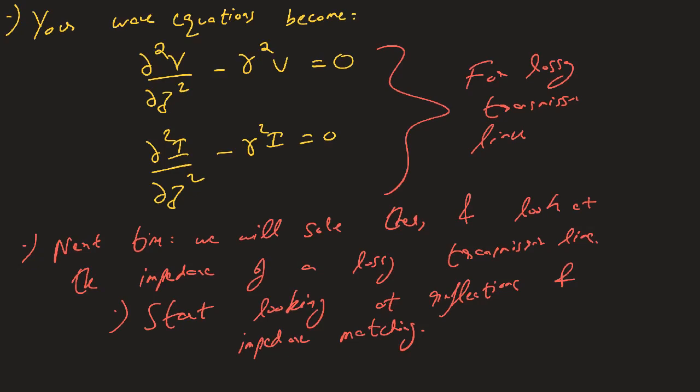And then we've taken very small elements of length delta Z, and using those small elements, we've constructed our Telegrapher's equations and then our wave equations, and then we've seen the impedance at different points. I hope this is all clear about what we're talking about, and we'll solve lossy transmission lines next time.